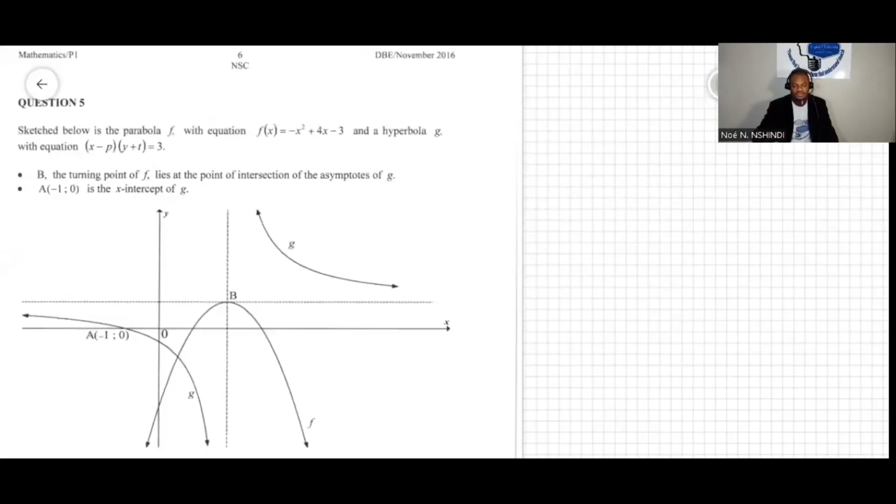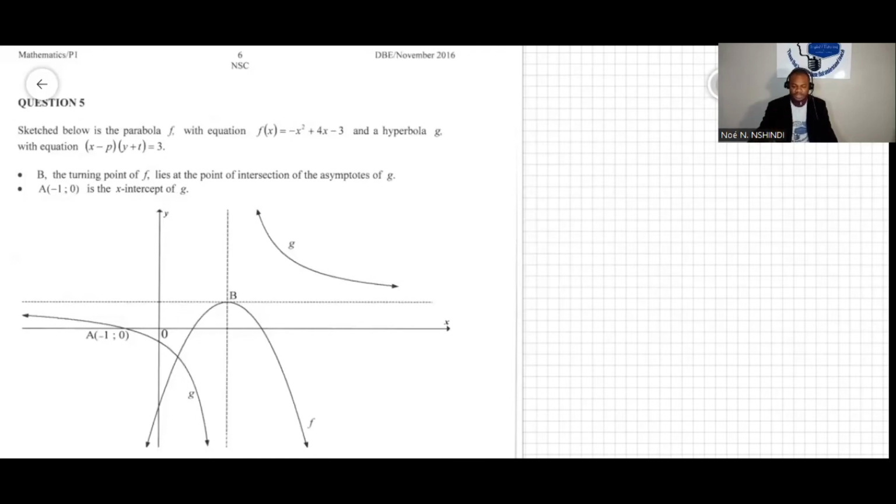Well, we have a question here, question 5, where the question says, sketched below is the parabola f with equation f of x is equal to negative x squared plus 4x minus 3, and the hyperbola g with equation as given. Now, B is the turning point of f and lies at the point of intersection of the asymptotes of g, and then A is given by negative 1, 0, the x-intercept of g.